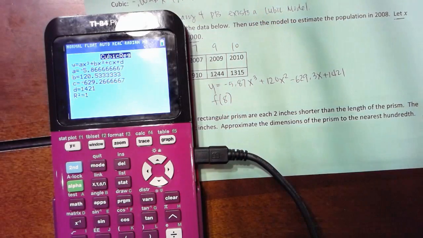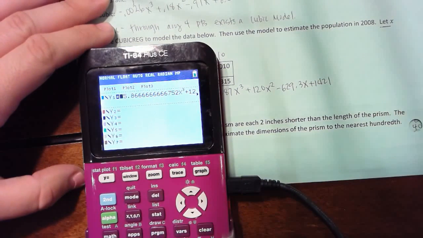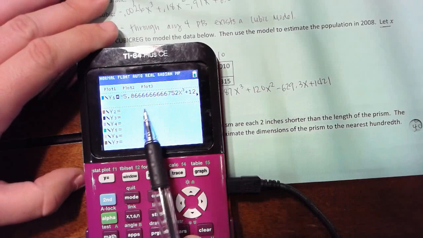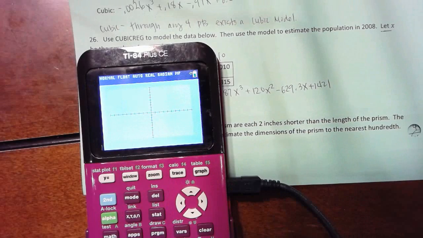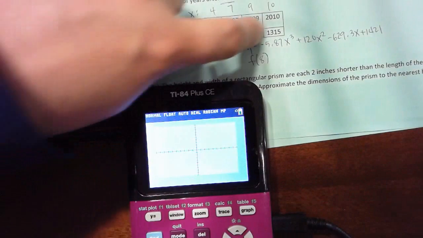So the function at 8. I should have stored it, so my function's in there. Notice that that's not rounded. On my paper I rounded, right? On this it's not rounded. If I graph it, I don't even know if I'll be able to see it. Probably not, because my data is in the thousands, right?